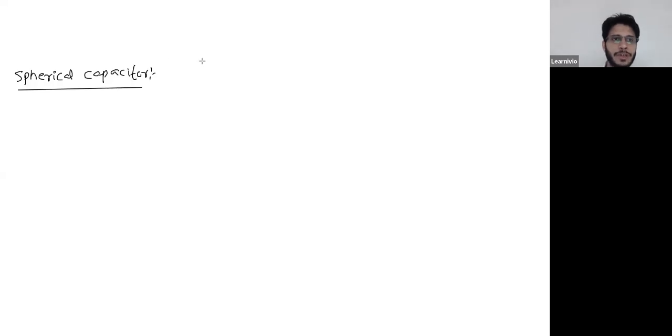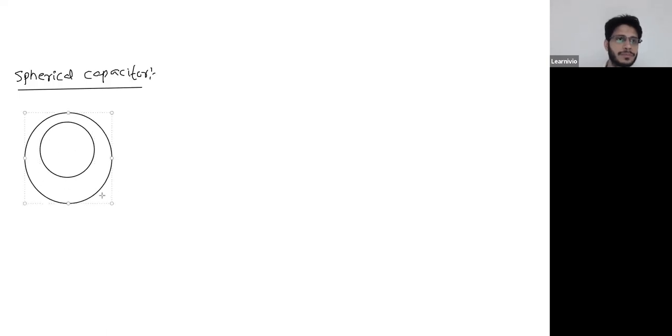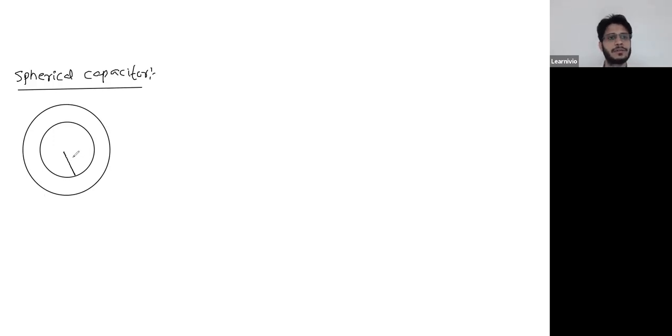So a spherical capacitor consists of two conducting spheres. First sphere of radius A, and the outer sphere of radius B. We place a charge plus Q on the surface of the first sphere. Due to this plus Q, a negative charge minus Q will get induced on the inner surface of the outer sphere, and a charge plus Q will be induced on the outer surface.